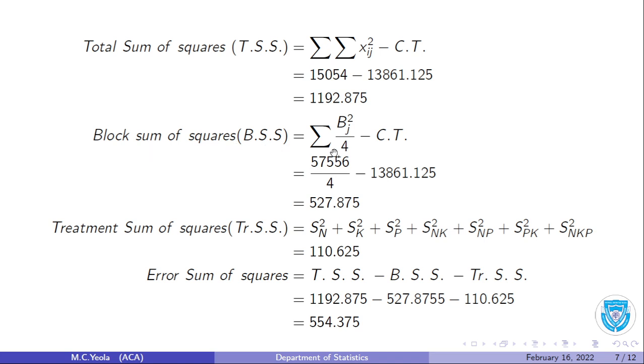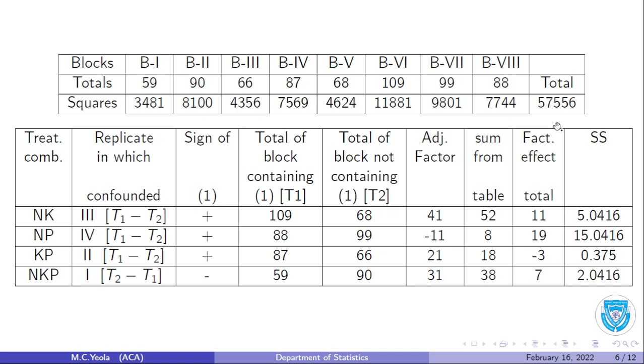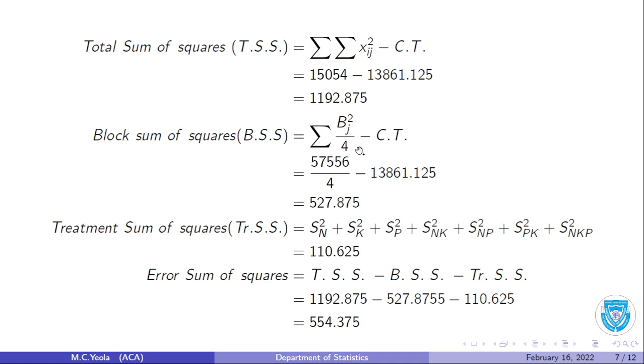Then the block sum of squares, that is sum of bj square divided by 4 minus CF, the correction term once again. How are we getting this bj square divided by 4? This value we are having, 57556, this is the total. We have written this total here. While taking these bj values, the block totals, we have added 4 observations only. So we divide by 4 here, minus the correction term, that is this value. So we finally get this value here.